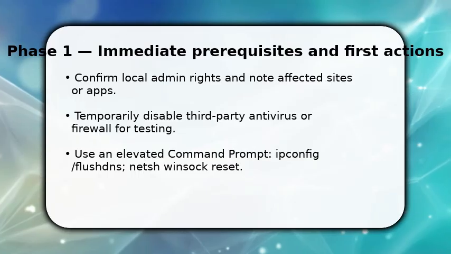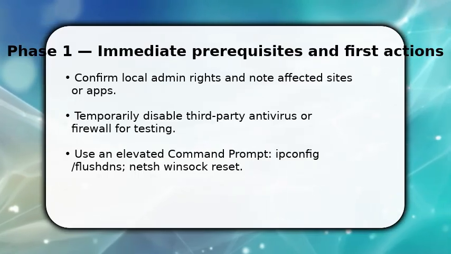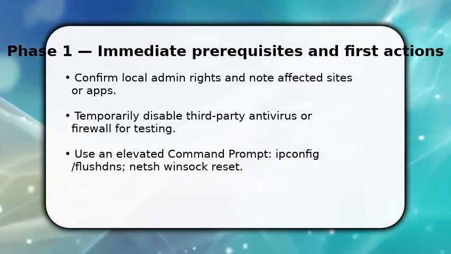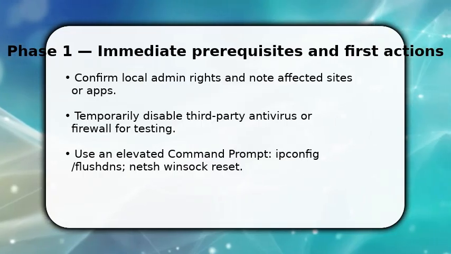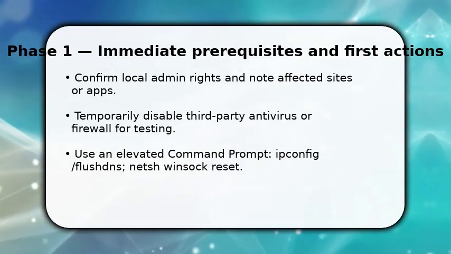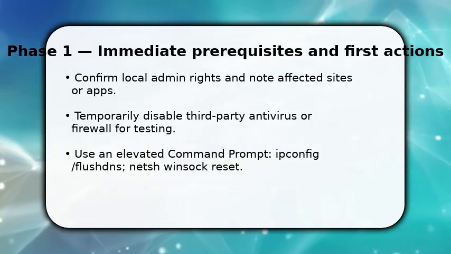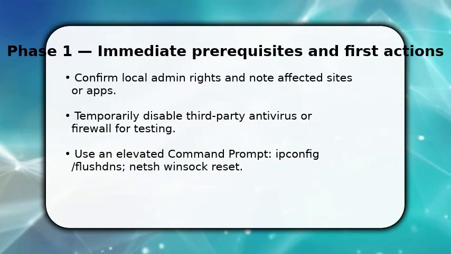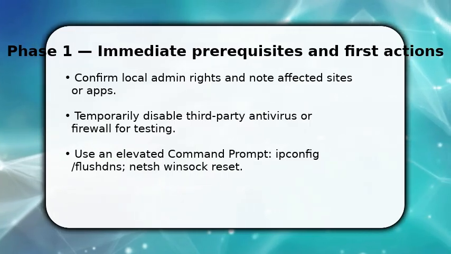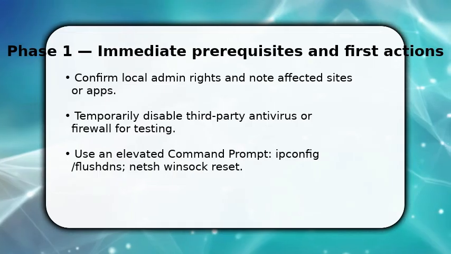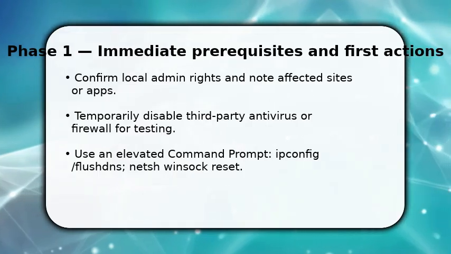You begin by verifying essentials. Make sure you have local admin rights and a clear list of sites showing "network access denied." Next, disable third-party antivirus or firewall briefly. This isolates blocking software. Once done, open an elevated command prompt and run ipconfig /flushdns, then netsh winsock reset, and reboot immediately.